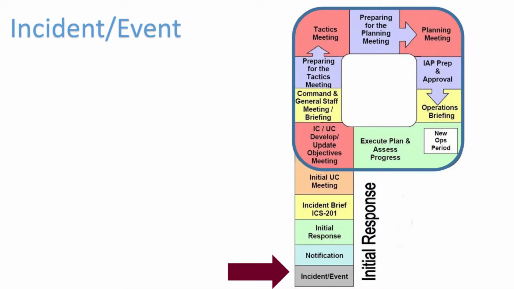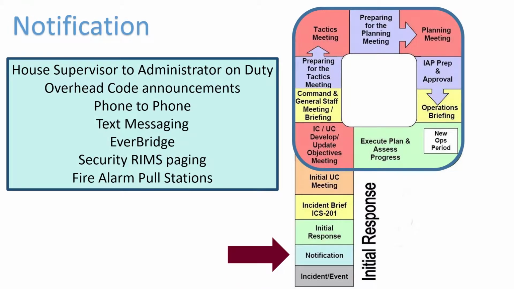Once the incident occurs, we start the response in the leg of the Planning P known as the initial response. This is what response teams are trained to do automatically. For example, if there's a fire, the Code Red response team responds to the fire, dispatch calls the fire department, and staff move to protect patients and visitors from smoke and flames.